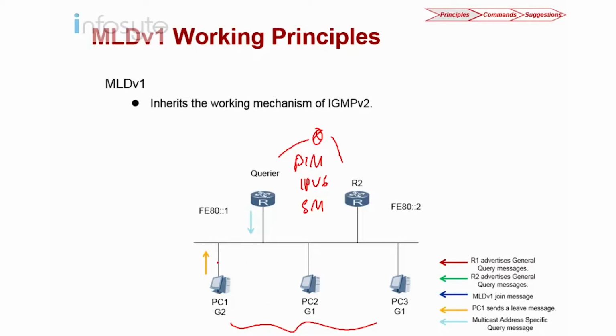Now assuming that PC1 wants to leave the multicast group, PC1 is going to send a leave message, and the querier in return is going to send a multicast address specific query message. So this is just a very simple mechanism of how MLD version 1 works.